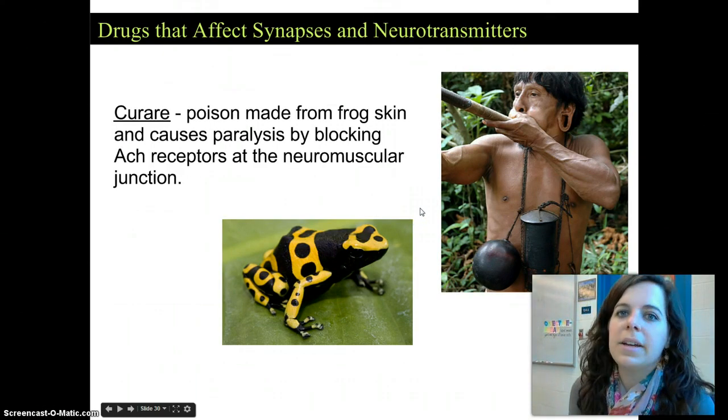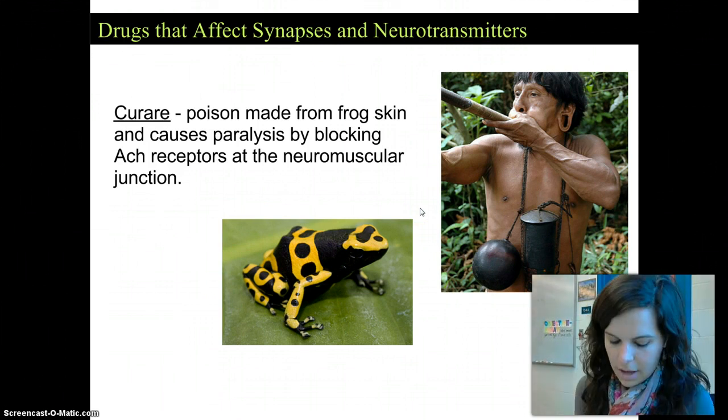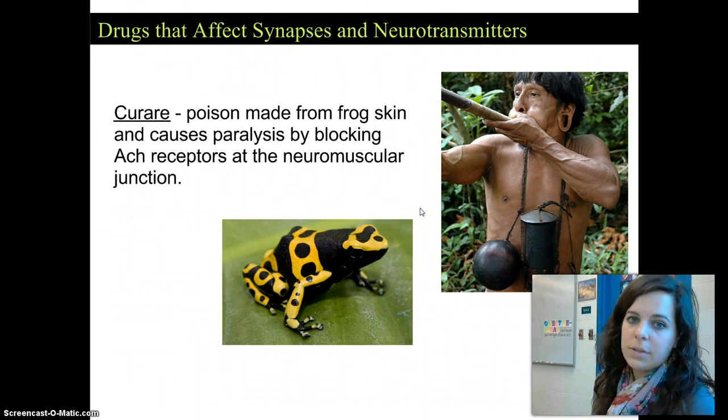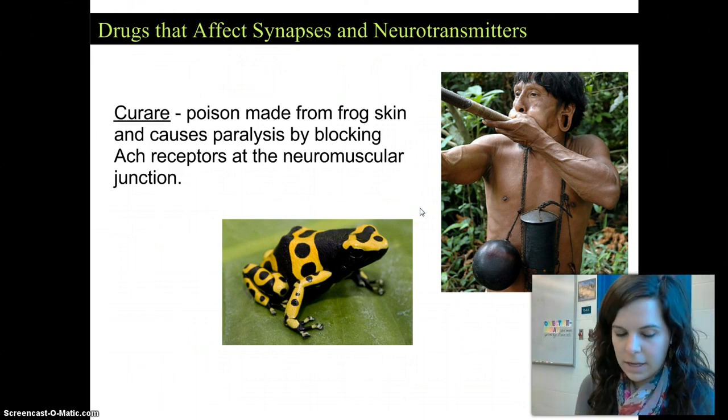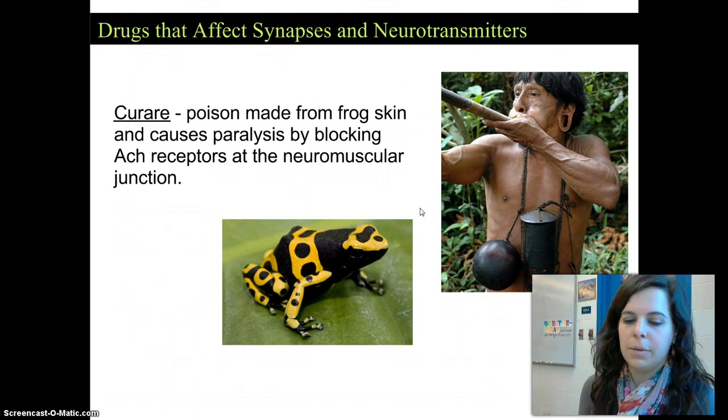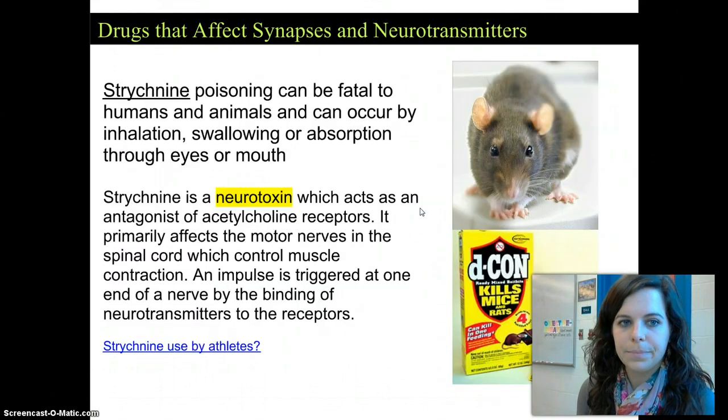There are certain drugs that affect your synapses and your neurotransmitters, like curare, which is used by South American Indians. It's a poison made from frog skin, and it blocks your acetylcholine receptors, so you can't move your muscles. Strychnine, which is rat poison, actually does not affect your central nervous system. It only affects your peripheral, and so you die, but you are completely conscious.